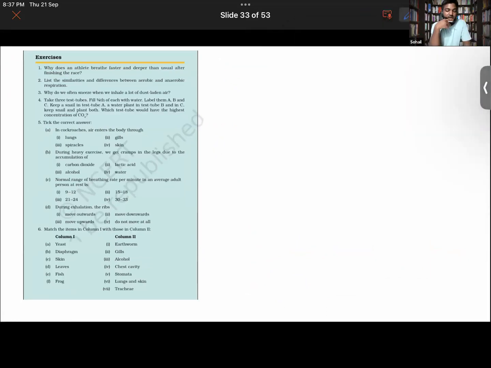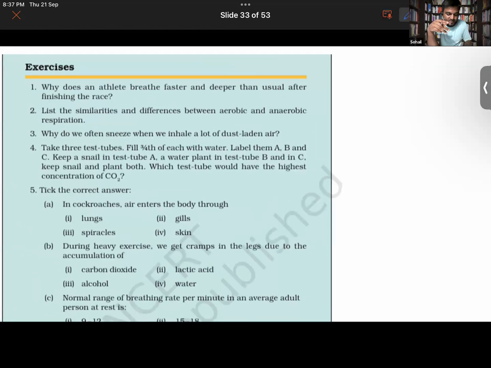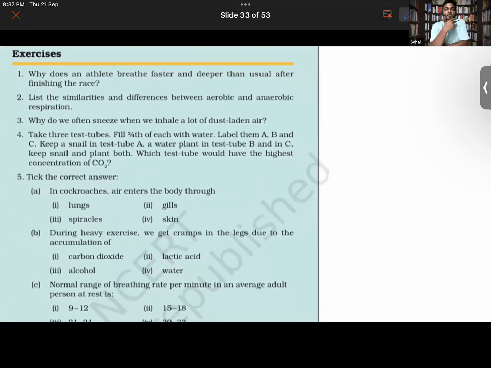Sir, can you zoom in more? I can't see properly. Yeah, I will be zooming it. Is it visible now? Yes.